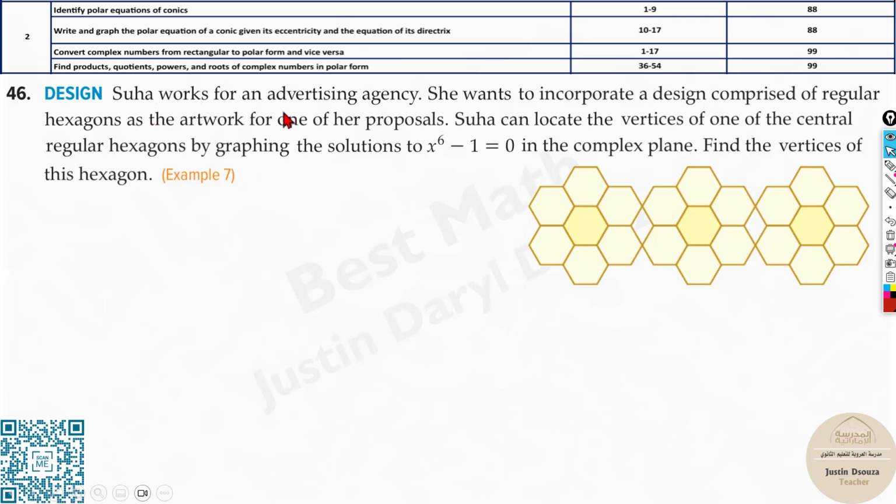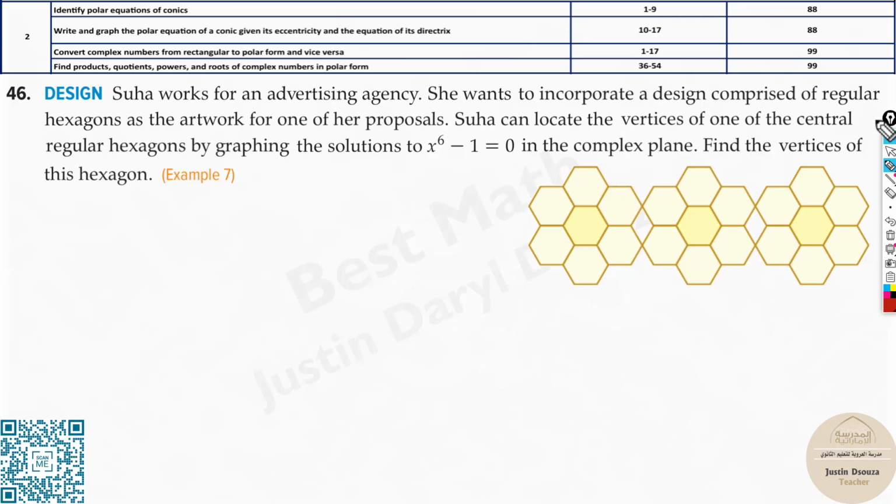Now let's look into a different type of one. Design. Suha works for an advertising agency. She wants to incorporate a design comprised of regular hexagons as the artwork for one of her proposals. Suha can locate the vertices of one of the central regular hexagons by graphing the solution to x to the power 6 minus 1 is equal to 0 in the complex plane. Find the vertices of this hexagon.